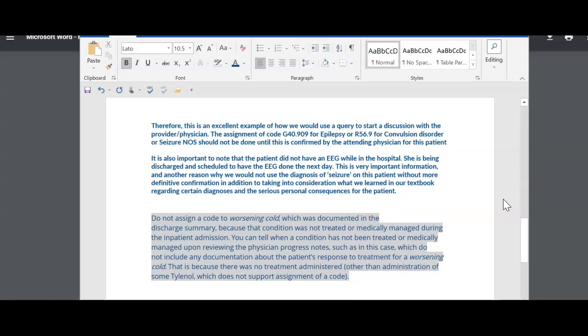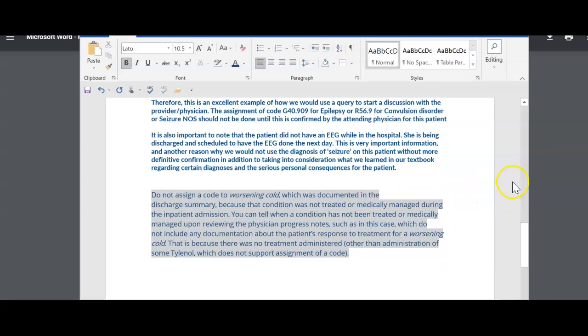Also, the patient did not have any EEG in the hospital. She's being discharged and they scheduled to have that one done the next day. So keep in mind, it's very important that you look at the dates that the patient was actually in the hospital. There's another reason why we would not use the diagnosis of seizure because they didn't do those extra procedures to diagnose it.